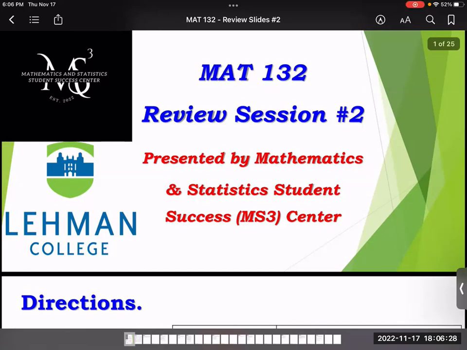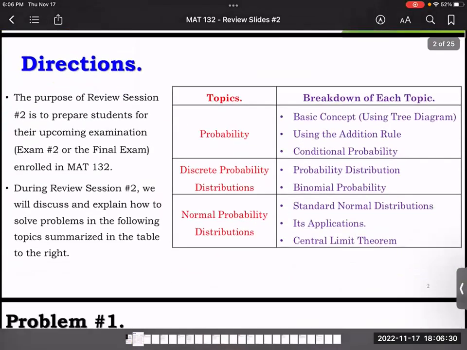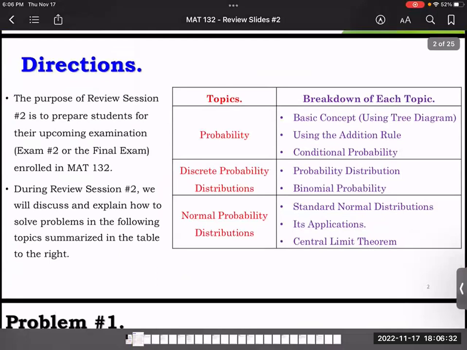All right, so here are the directions for tonight. The purpose of review session number 2 is to prepare students for their upcoming examination, whether it's exam number 2 or the final exam, especially if you're enrolled in Math 132. During review session 2, we will discuss and explain how to solve problems in the following topics, summarized in the table to the right.